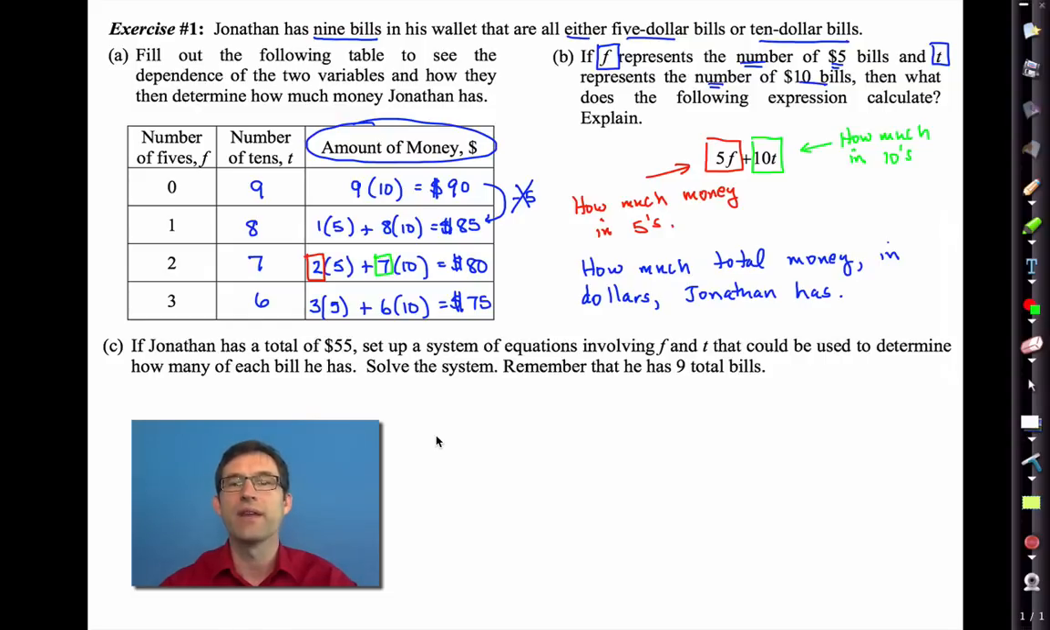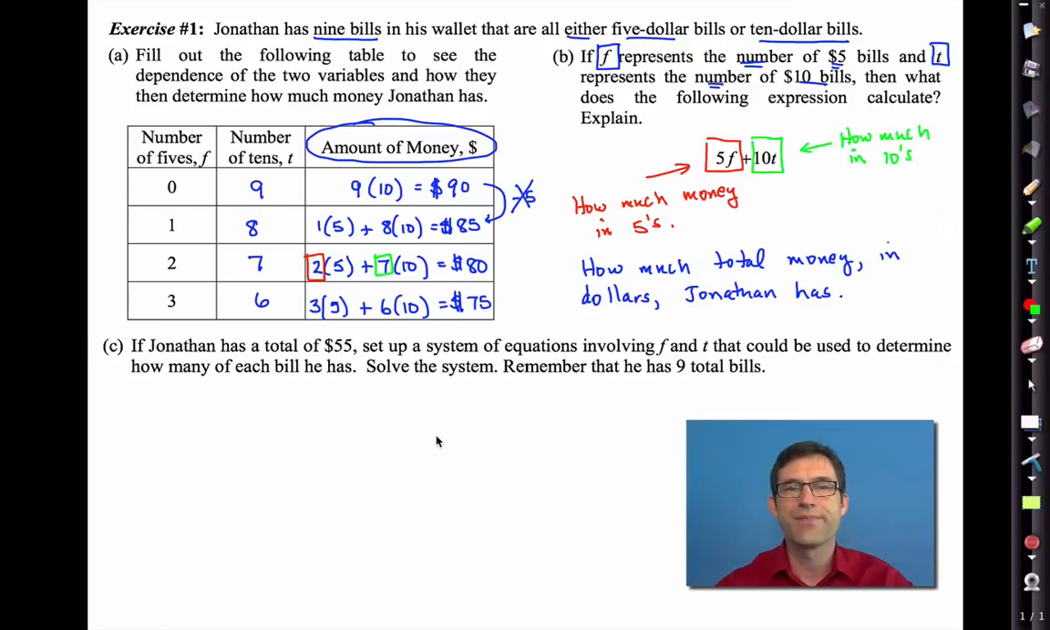Remember that he has only 9 total bills. Now, a system is 2 or more equations, but we're only going to be dealing with 2 equation systems in this course. So what are the 2 equations? Well, one equation is pretty easy. If we take the number of $5 bills he has and we add to it the number of $10 bills he has, then we have to get 9. 9, not 55. Remember, those are the number of bills.